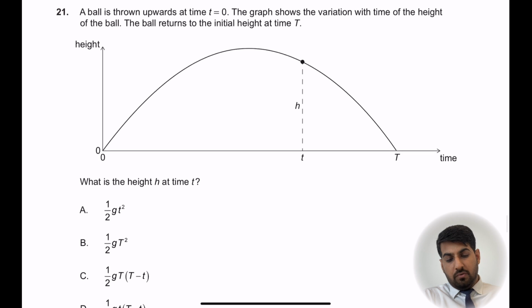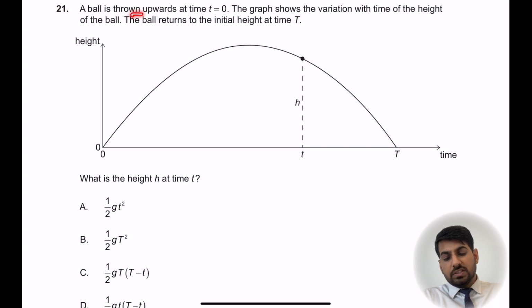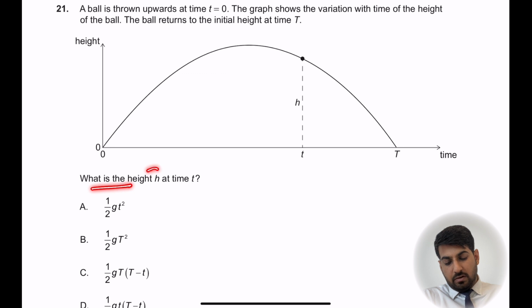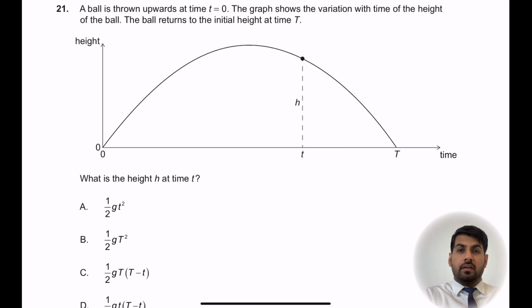Now question number 21. A ball is thrown vertically upward at time t equals 0. The graph shows the variation with time of the height of the ball. The ball returns to the initial height at time T. So this is the trajectory. What is the height h at time t? So we have to find out this height when the time is small t as per the question.